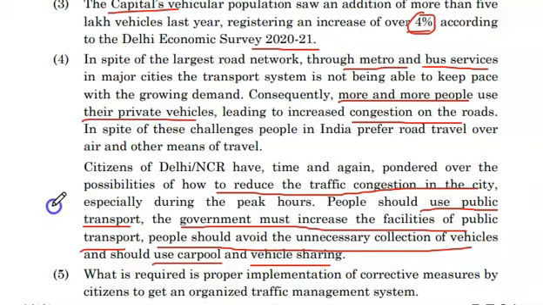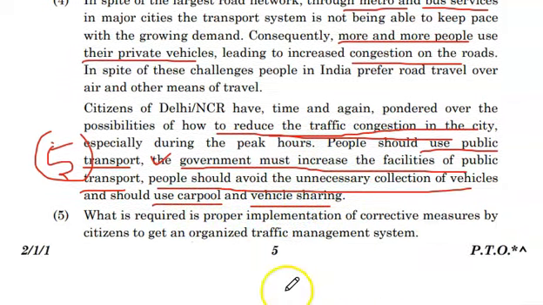So 5 suggestions have been given to reduce traffic congestion in the city, and these include use of public transport. Government should increase the facilities of public transport. People should avoid unnecessary collection of vehicles, and carpooling and vehicle sharing should be encouraged. Last paragraph. What is required is proper implementation of corrective measures by citizens to get an organized traffic management system. So the last paragraph is talking about proper implementation of corrective measures.